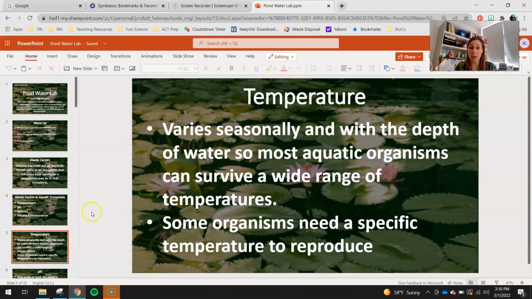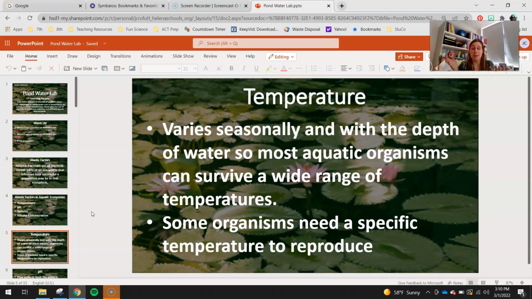So obviously you know what temperature is. But what we're going to see with the temperature of an aquatic ecosystem like a pond or a lake or an ocean is that it's going to vary seasonally. If it's winter, obviously you're going to have a lower temperature. If it's summer, you're going to have a little bit higher temperature in your water. And also the deeper you go in that body of water, you'll see differences in temperature.